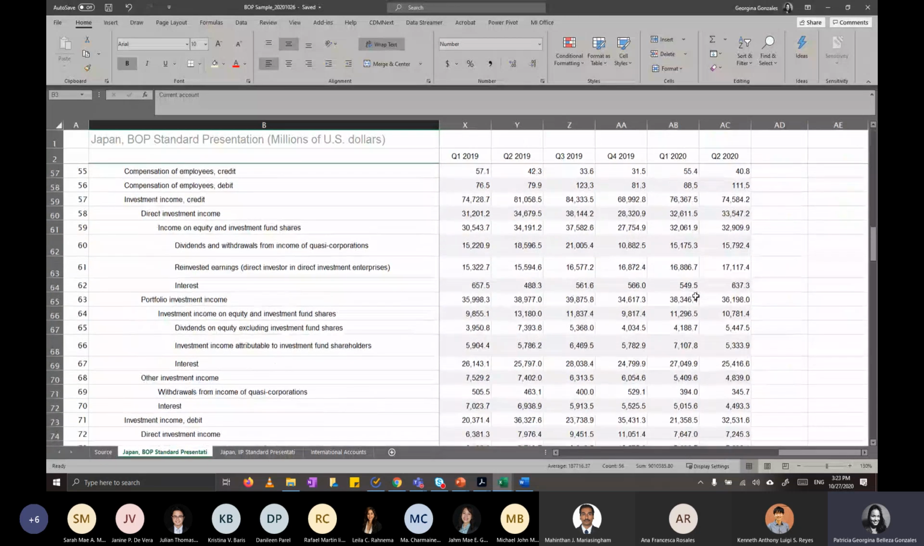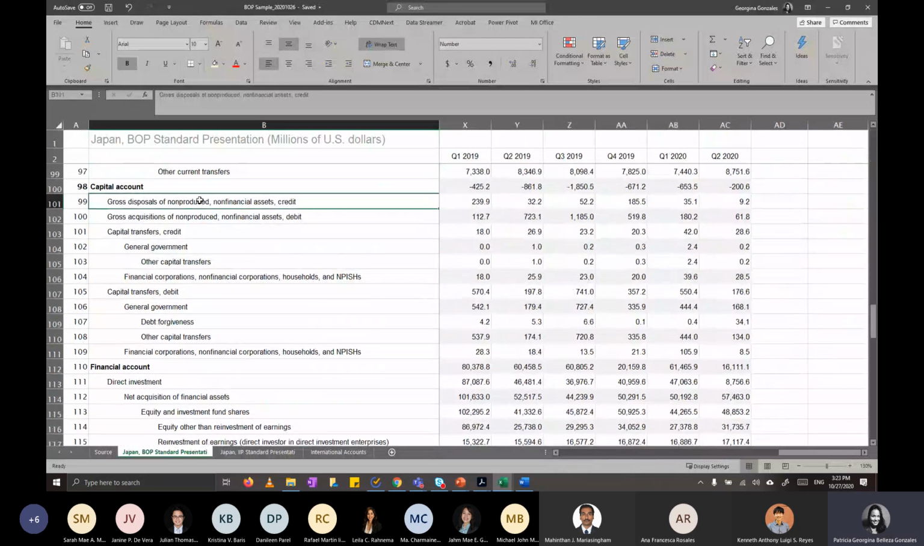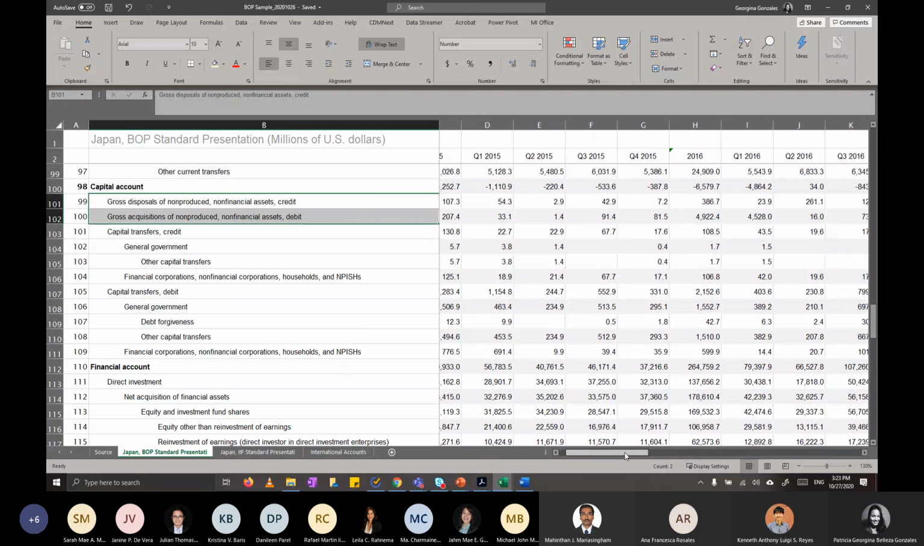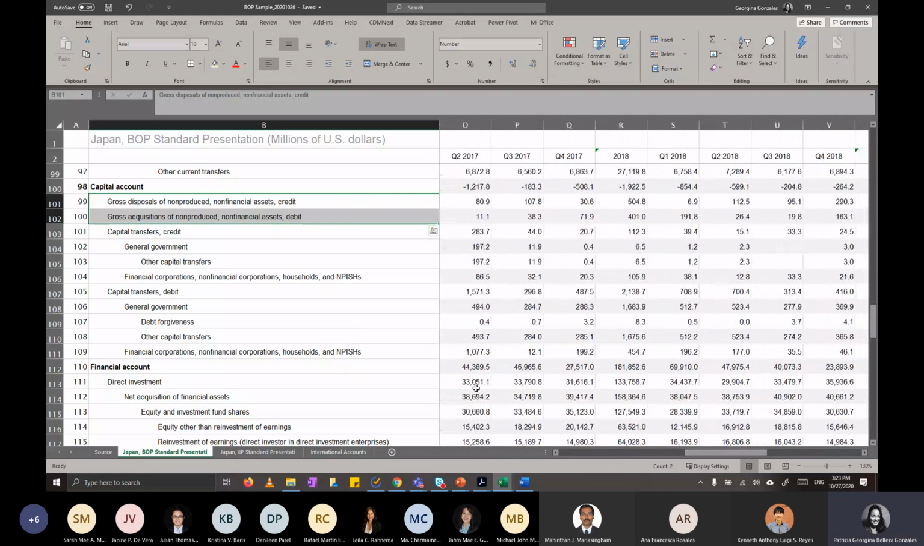So we have the current account. And then here we have the capital account. So you have disposals, acquisitions, transfers, and so on. So it aggregates in the sense that the gross disposals should equal the gross disposals of non-produced acquisitions and disposals of non-produced assets. When you net this, it should be the balance on, wait, let me show you this one.